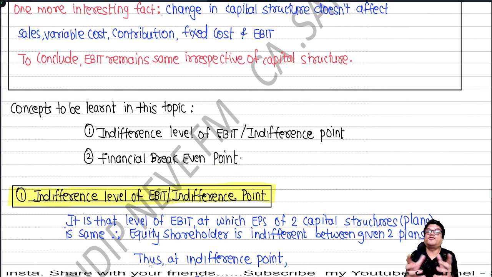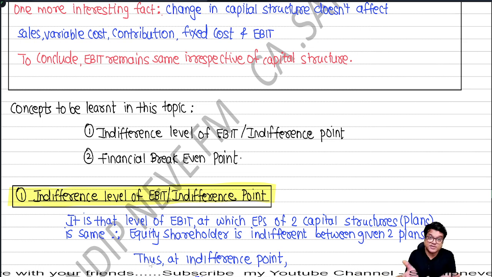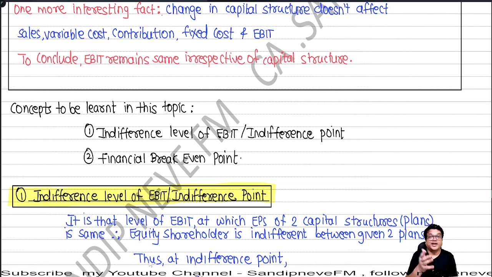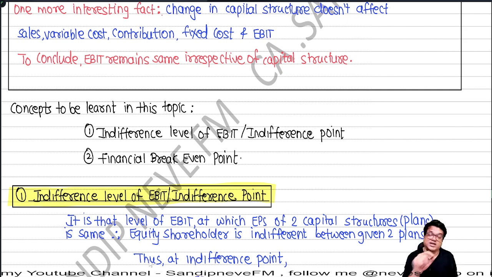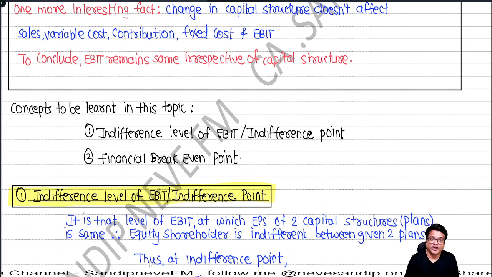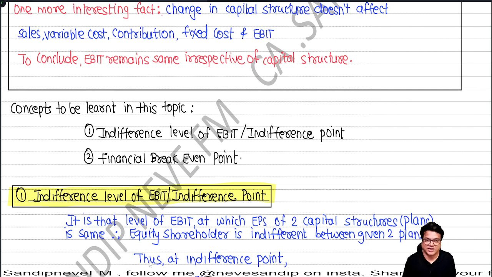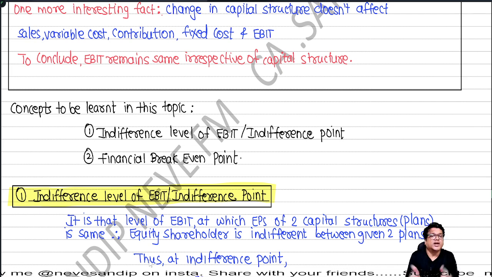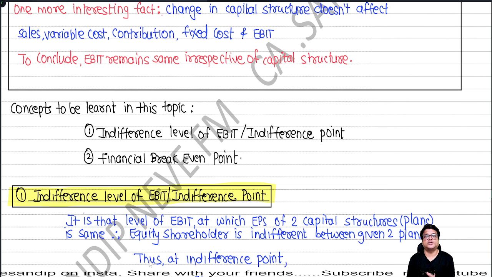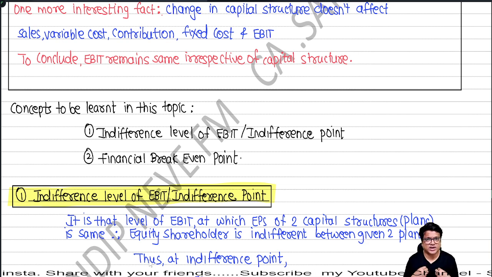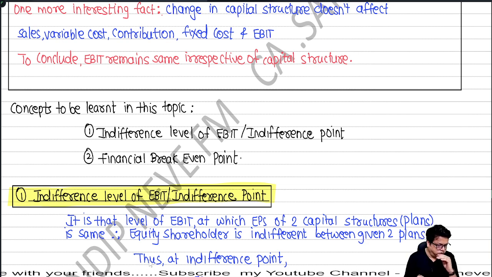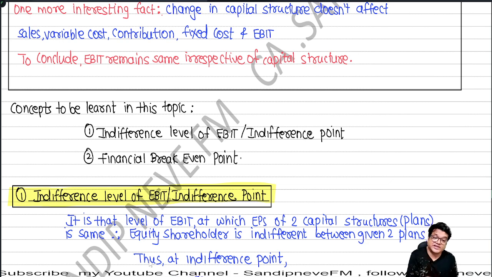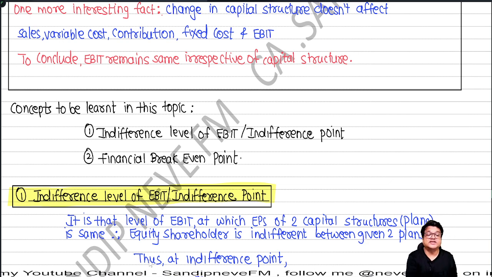Indifference is indifferent behavior. Sometimes people do. Sometimes you do. I tell you to do something, and you say, no, sir, we're not doing, sir. What, sir? Indifferent behavior. In economics, you learned indifference curve. Correct? It's a set of combinations of two goods where the level of satisfaction is the same. Here also, people, I'm talking about two financial plans. As a shareholder, as an investor, I will invest in that financial plan where EPS is maximum.